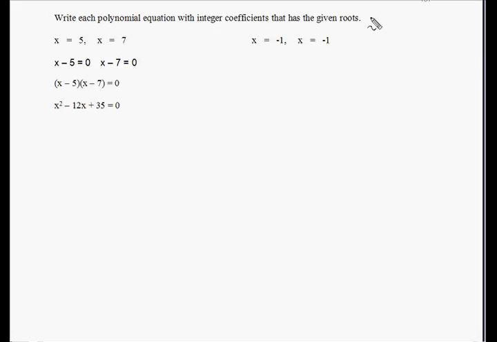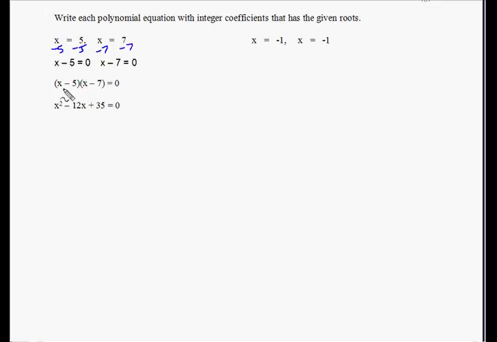Write each polynomial equation with integer coefficients that have the given roots. If x minus 5 is one of the roots and x minus 7 is the other, we can add the opposite to try and set it equal to 0. So we have x minus 5 equals 0, and adding a negative 7 to both sides of the equation, we get x minus 7 equals 0.